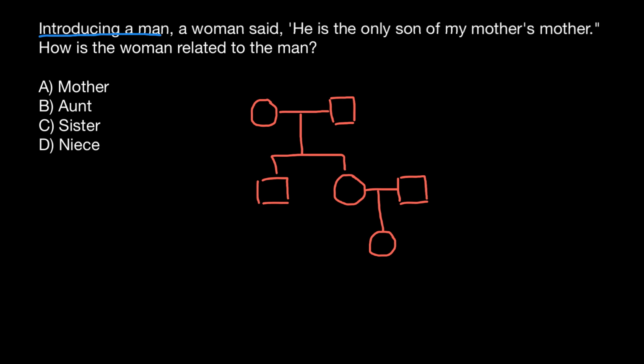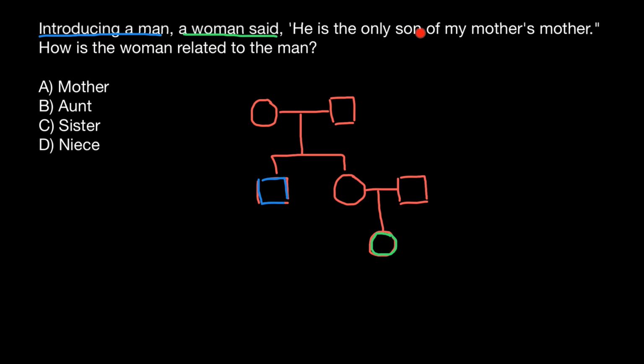Introducing a man, so this is going to be this man. The woman said, and she is going to be this woman. So let me underline. He is the only son, and this man is the only son. So do not mistake the expression the only child and the only son. These are two different things. The only son also means that there can be other children, but of the female sex. But he is going to be the only male child of these parents.